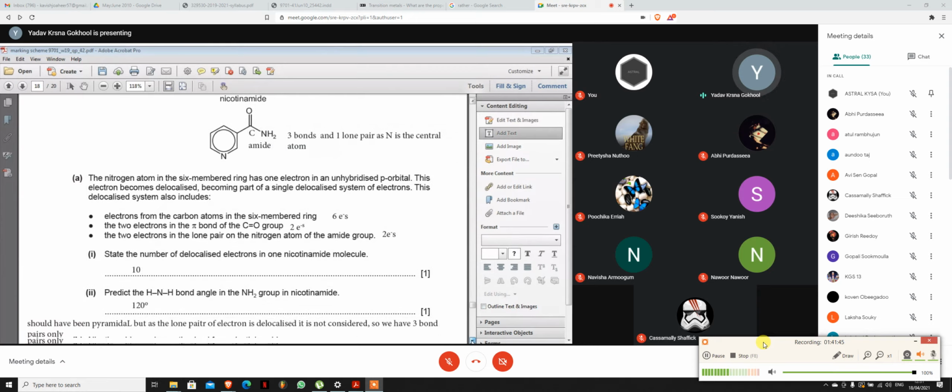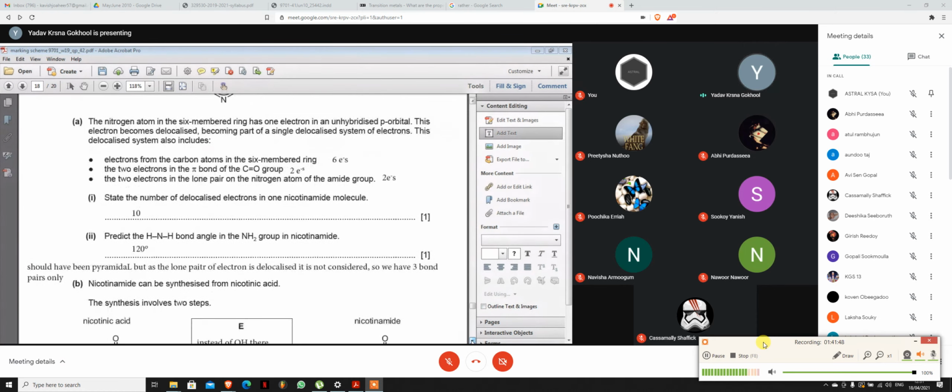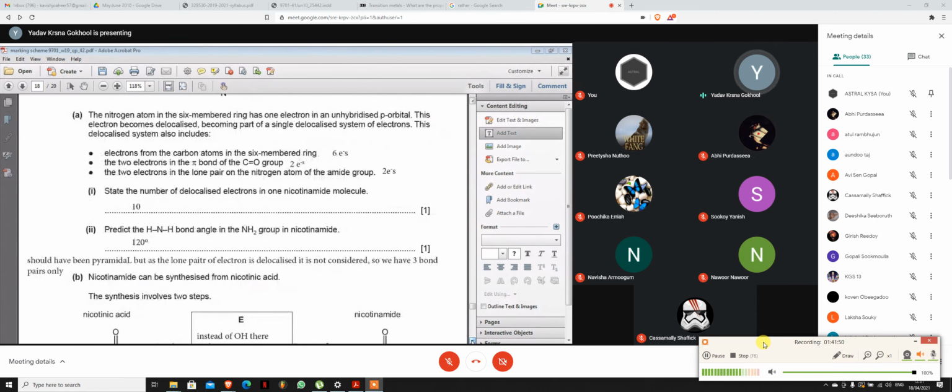So when we get this part, we should have had what we call pyramidal, 107. But the marking scheme is saying 120, trigonal planar. Why is it trigonal planar? This is a new concept. Learn it. Presence of 2 electrons which are delocalized. So when they are delocalized, it means that they are free to move. So when they are free to move, it does not mean that it is there always. So this is why 120.